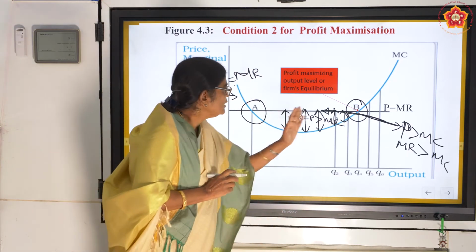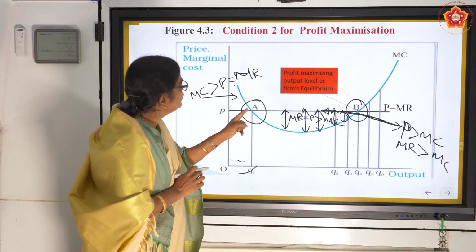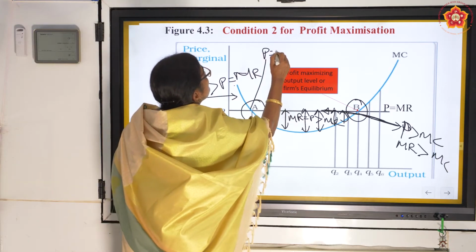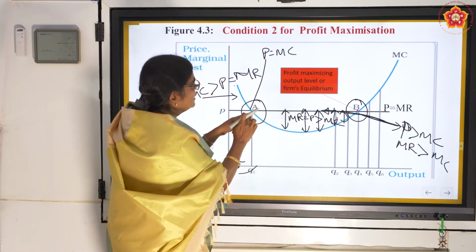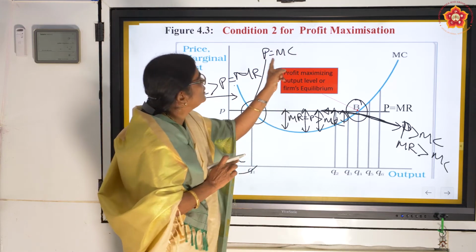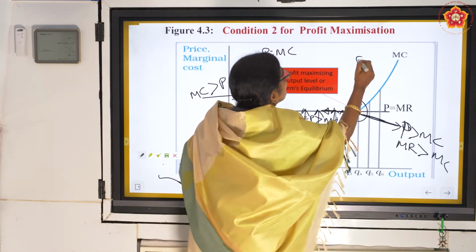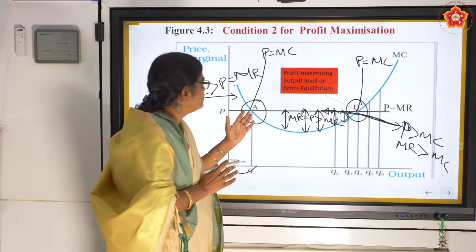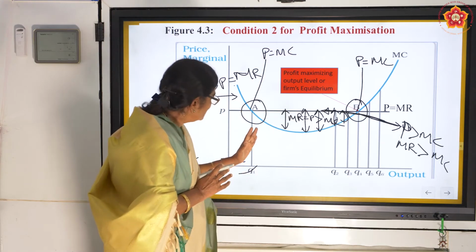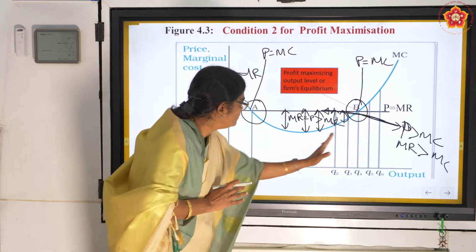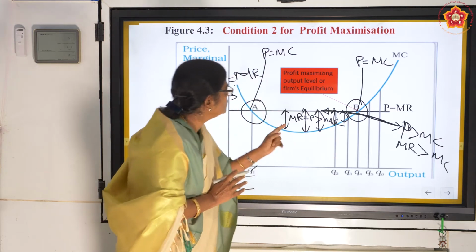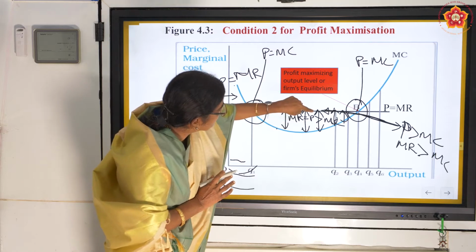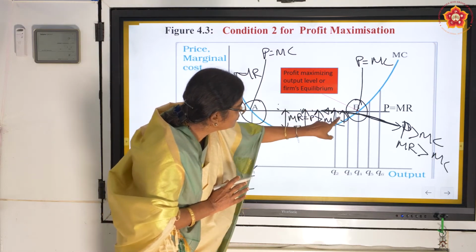Therefore, it is not advisable, even though we are getting the first condition. What is the first condition? P must be equal to MC. At this point also that condition is fulfilled, P is equal to MC. But it is not a profit maximizing level of output. Why? Because there is a potential for the firm to increase more and more output, because MR is greater than MC. Price line is more, MC is down.